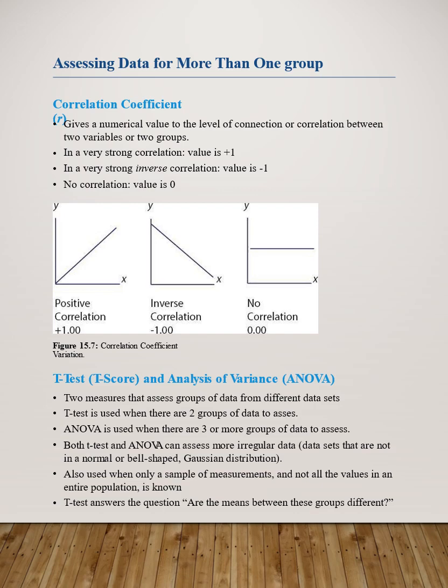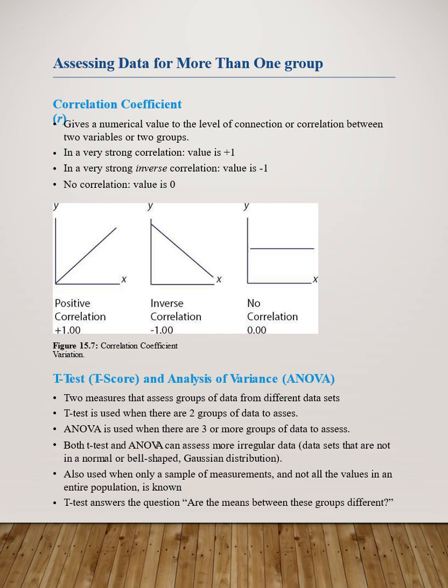Let's go to the next slide, number 10. Assessing data for more than one group. So-called R, or correlation coefficient. This is, by definition, a numerical value of the level of connection or correlation between two variables or two groups. Number 2, for a very strong correlation, the value is +1. In a very strong inverse correlation, the value is -1. No correlation, the value is 0.